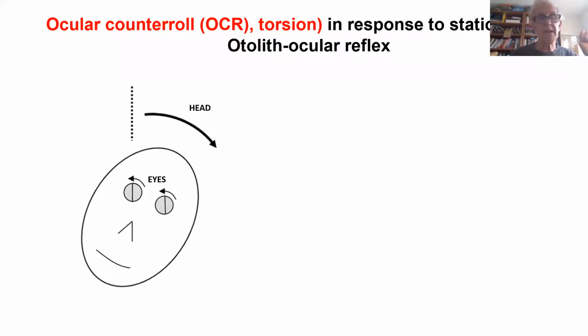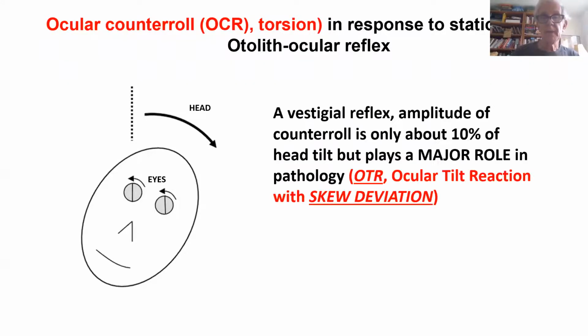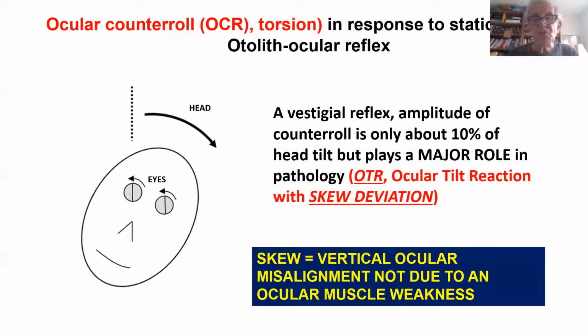When we tilt our head, the eyes counterroll. It's vestigial in humans, so they don't counterroll as much as the head rolls, but they do counterroll and produce some torsion. And it's only about 10% normally of the head tilt, but it plays a major role in pathology, which is brought out by brainstem lesions, and we get what's called the ocular tilt reaction with skew deviation. What is a skew?